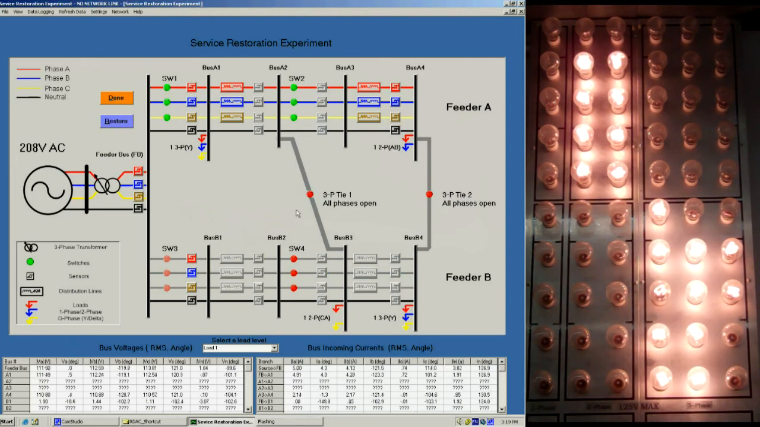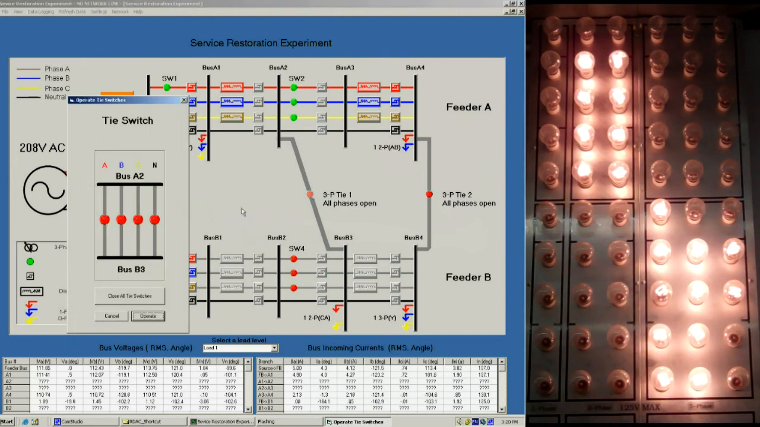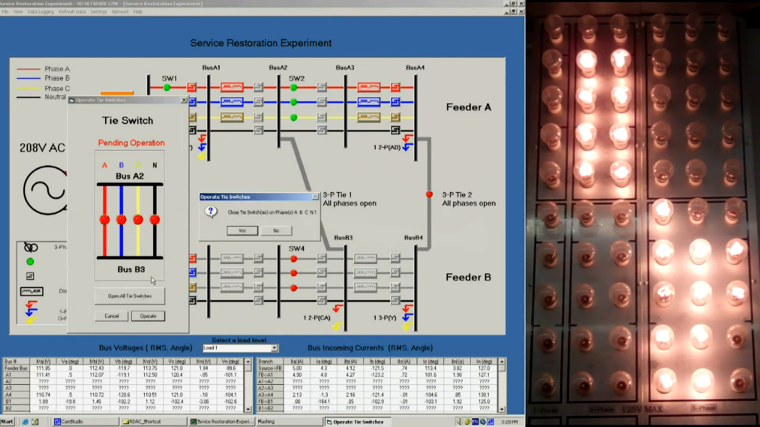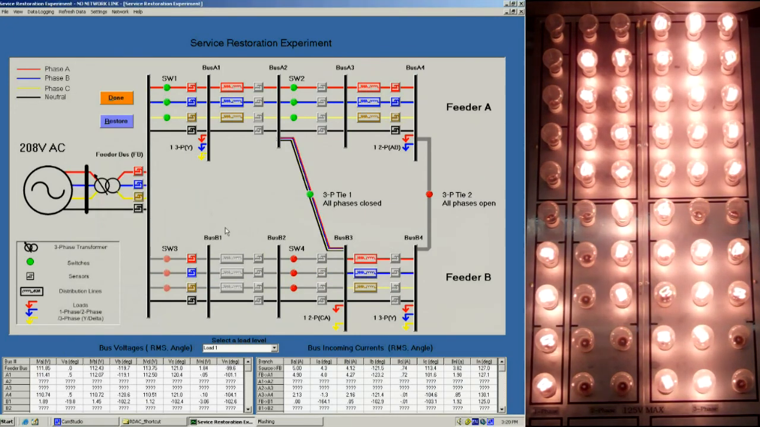Through the DMS and advanced communication controls enabled by SmartGrid, the operator is able to remotely restore the out-of-service customers by closing a tie switch. Notice that the out-of-service area lights have come back on.